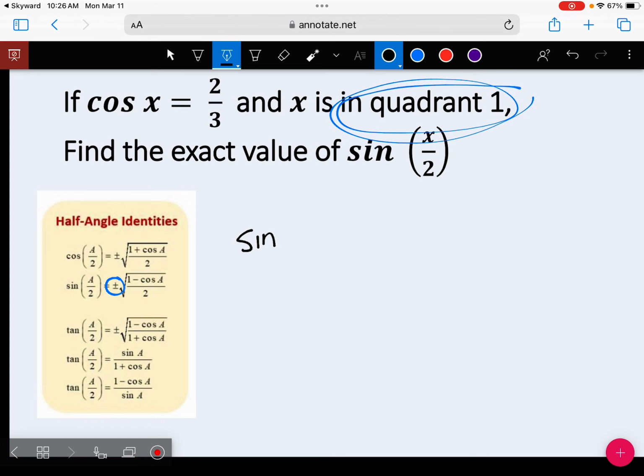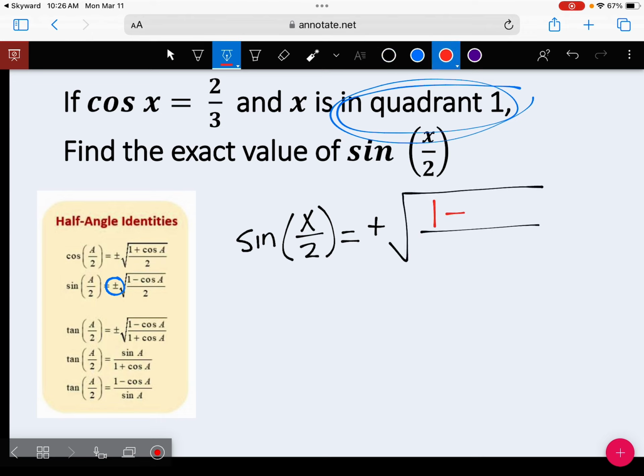So my sine of x over 2 is going to equal a positive, and it would be 1 minus 2/3 divided by 2. I encourage you to pause the video, try to simplify it, and then compare your answer to what I get at the end.